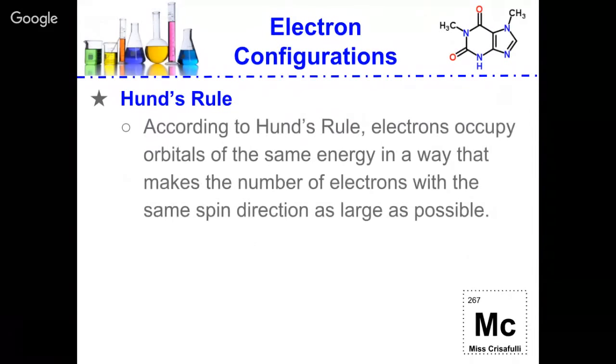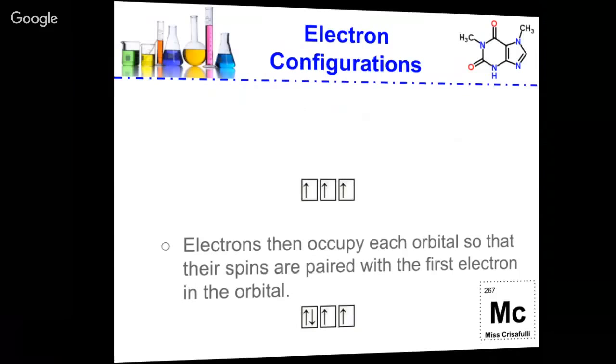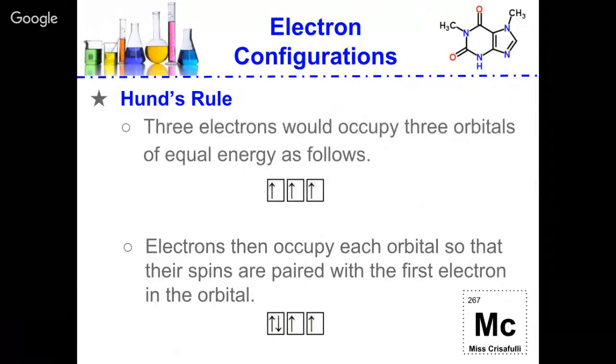So let's talk about Hund's rule. According to Hund's rule, electrons occupy orbitals of the same energy in a way that makes the number of electrons with the same spin direction as large as possible. So what does that mean? That means if 3 electrons could occupy 3 orbitals of equal energy as follows. So basically all this is saying is that you're going to fill in your orbitals in your diagram with all arrows up first if they're in the same sublevel, and then you pair them up.